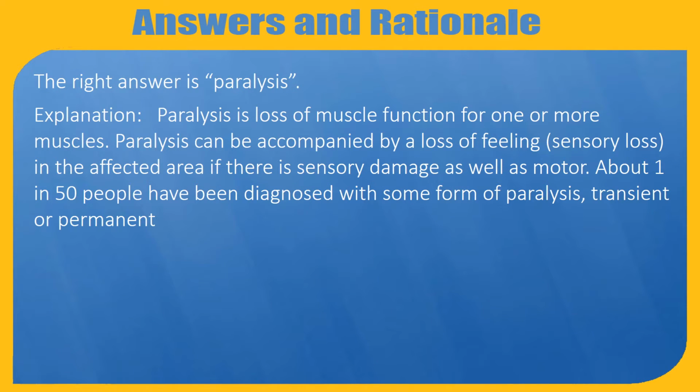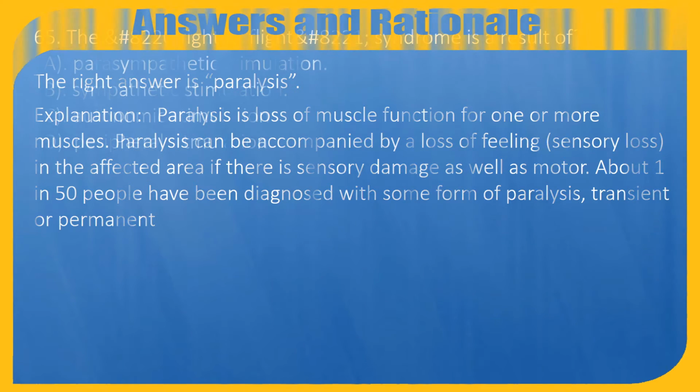Explanation: paralysis is loss of muscle function for one or more muscles. Paralysis can be accompanied by a loss of feeling, sensory loss, in the affected area if there is sensory damage as well as motor. About 1 in 50 people have been diagnosed with some form of paralysis, transient or permanent.